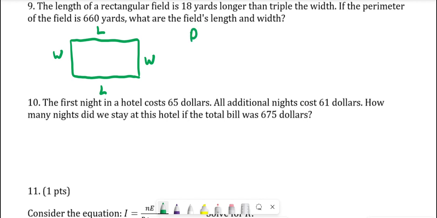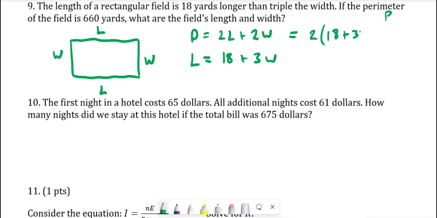And so what is the perimeter, or the length around the rectangle? It's going to be L plus W plus L plus W. It's 2 L's plus 2 W's. Likewise, they told us that the length is 18 yards more than triple the width. So we have the following equation to unite length and width. Since this is solved for length, we can now say that the perimeter is also equal to 2 times 18 plus 3W, now substituting for L, plus 2W. And this, in turn, they told us was 660 yards.